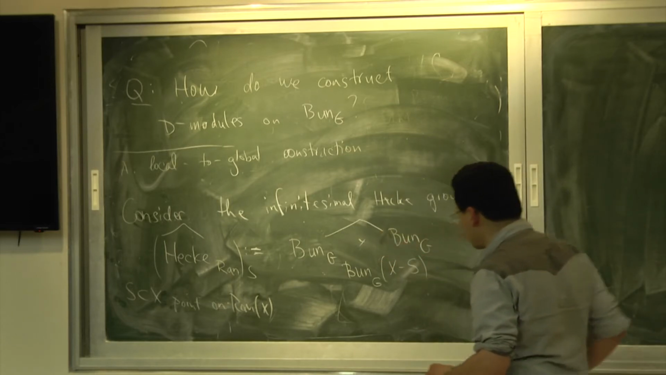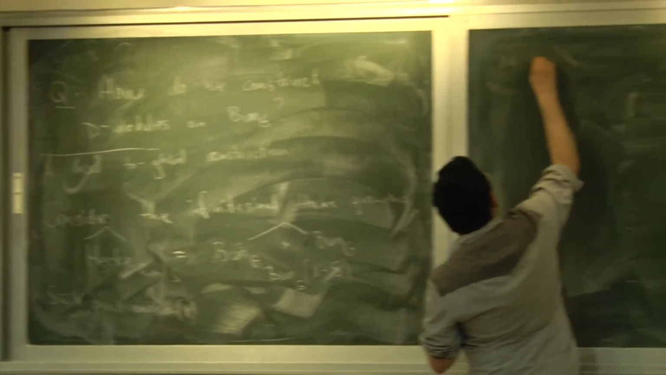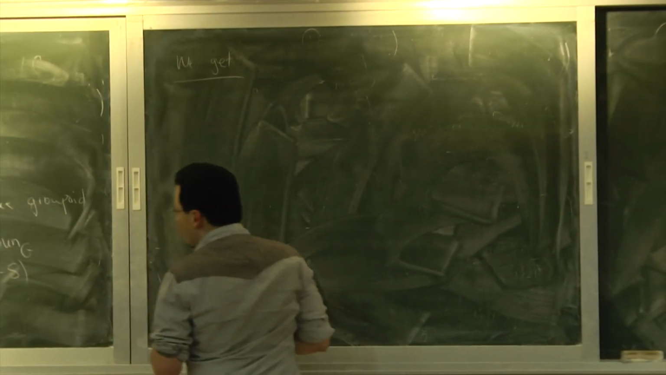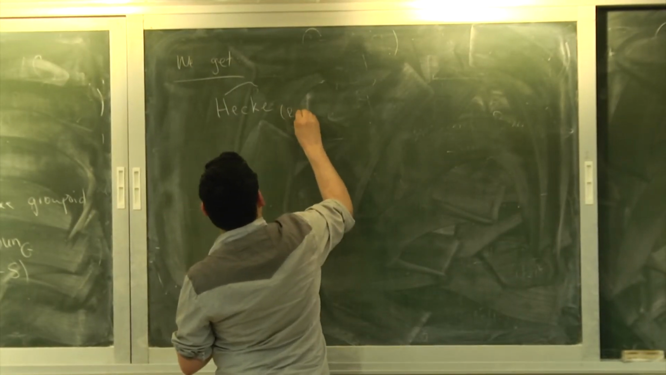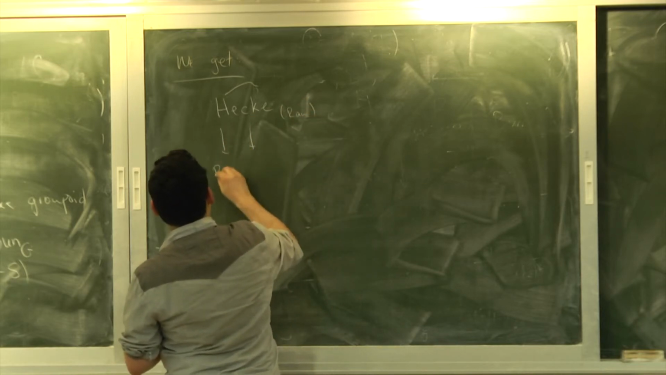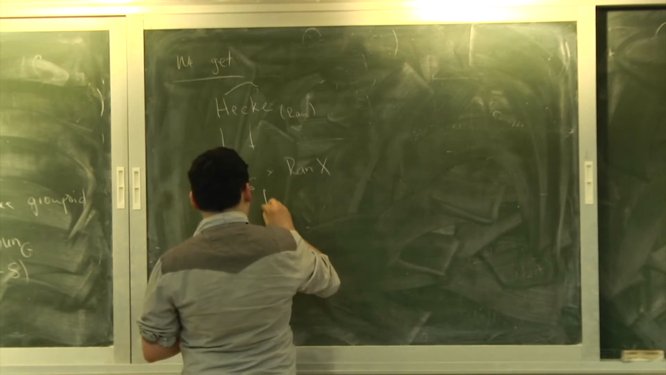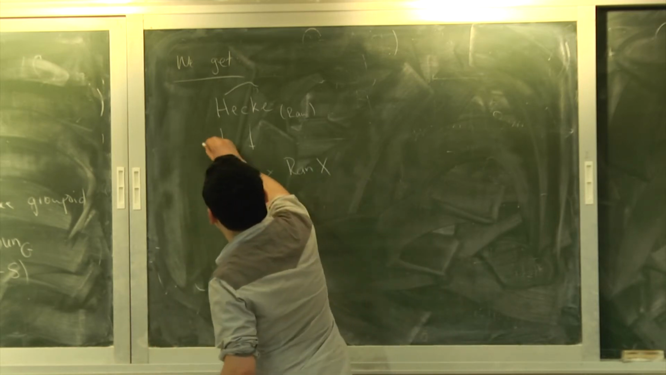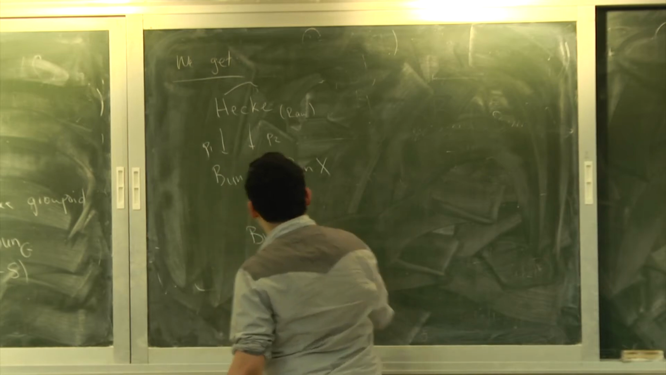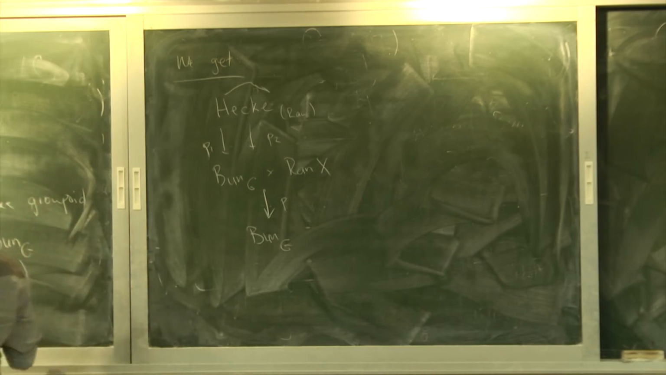So we get a groupoid over Bun-G times the Ran space, which we can further project to Bun-G. So the idea of this thing is, again, you should really compare this to the infinitesimal groupoid of Bun-G.